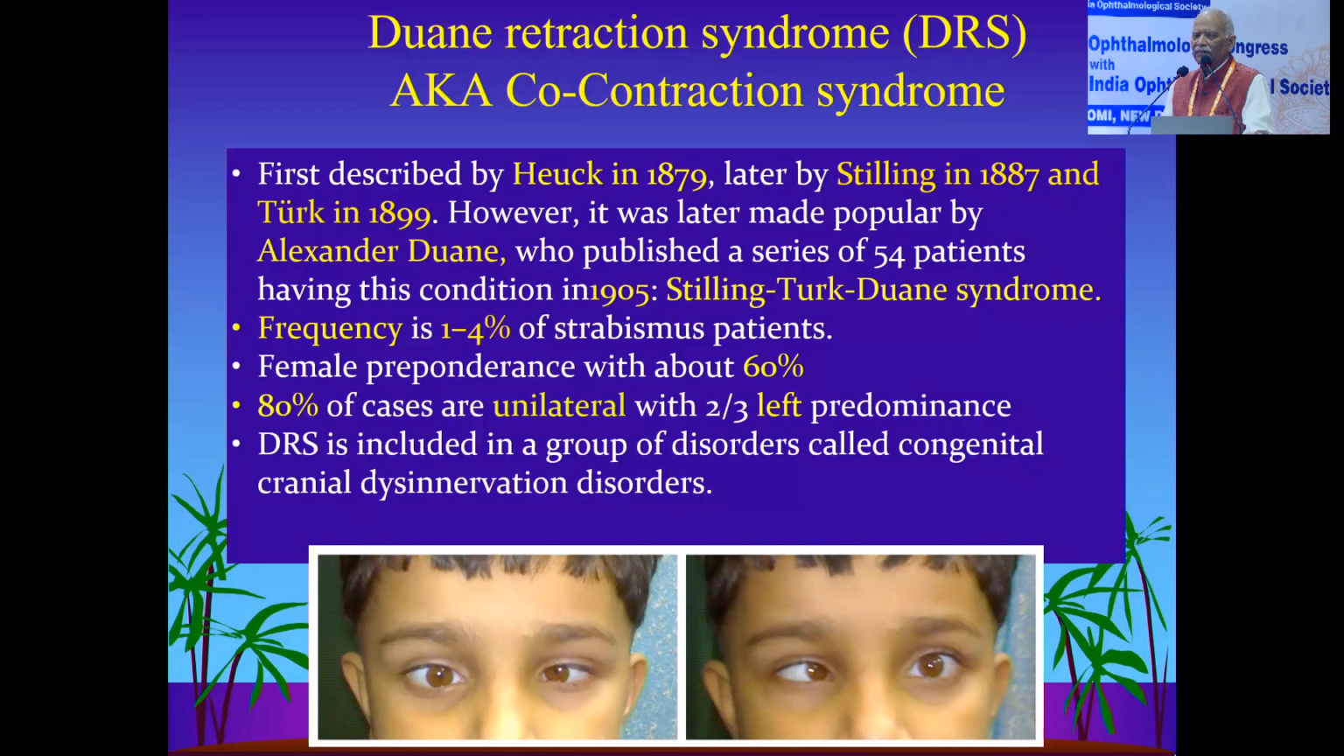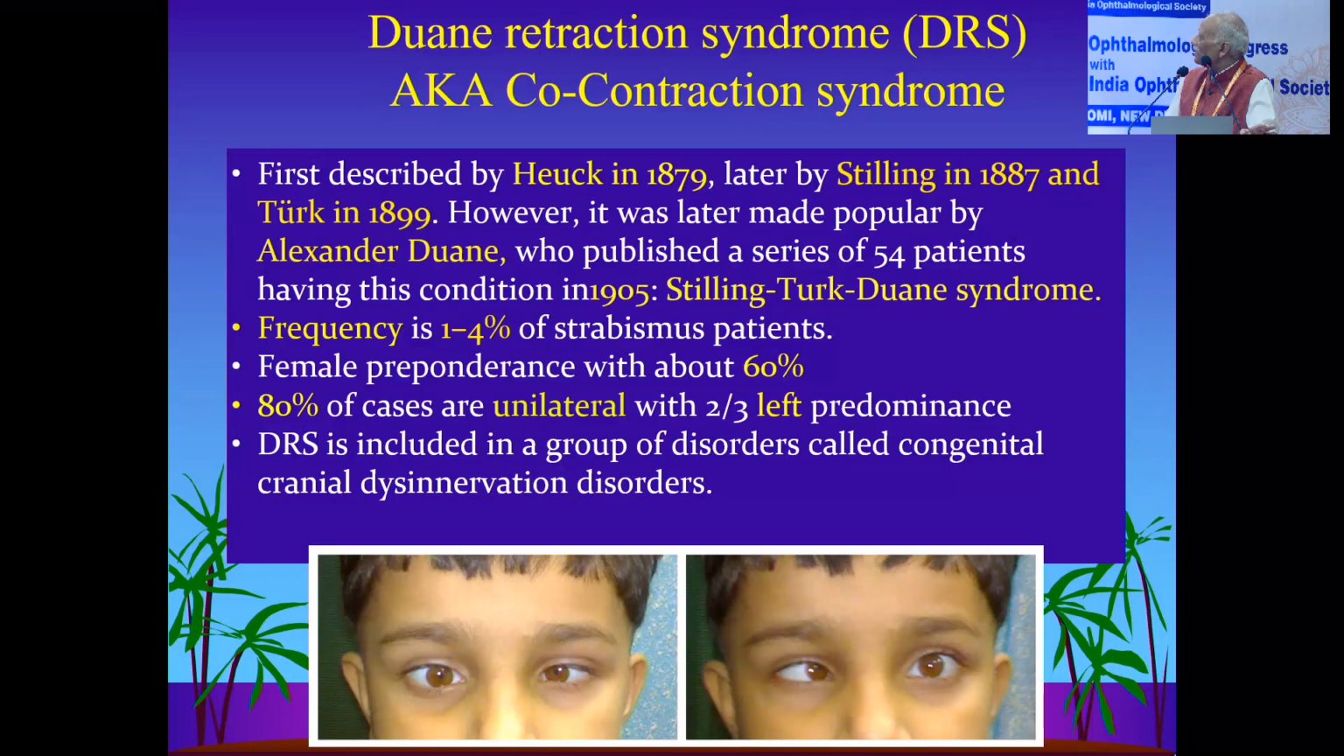Now I move on to another complex subject, and that is solving the enigma of DRS, Duane's retraction syndrome. Duane's retraction syndrome, as you see, is one of the most common CCDD, the congenital cranial dysinnervation disorders, which is because of the sixth nerve aplasia to start with, and it was initially described by Hewitt and Stilling and then Duane's. It is 1 to 4% of strabismus patients. There is a surprising female preponderance of about 60%, and unilateral cases more of left predominance.